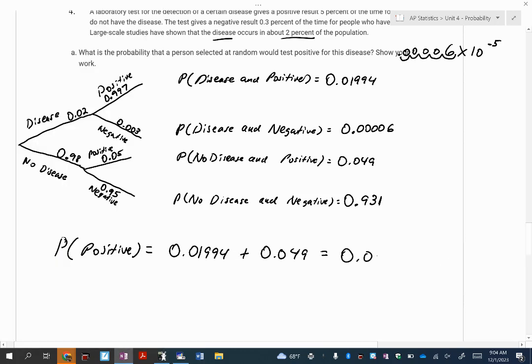0.06894. Now, if you want to round from here to write 0.069, that's totally fine. You'll notice the reason I'm going to write this all out first without rounding is because part B is going to ask me to use this. So I would recommend you round for the answer, but have the unrounded one ready because you might need it for a later part.